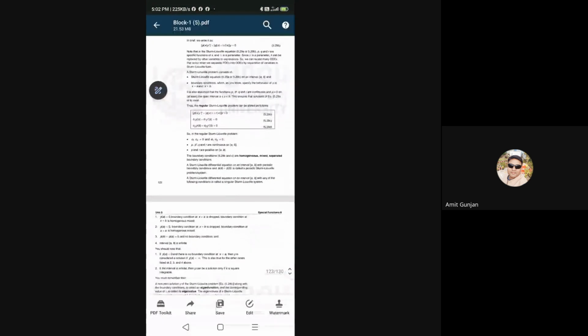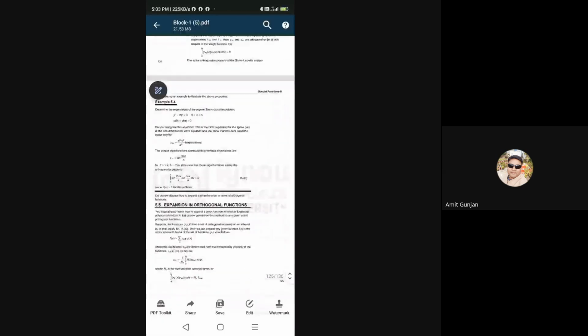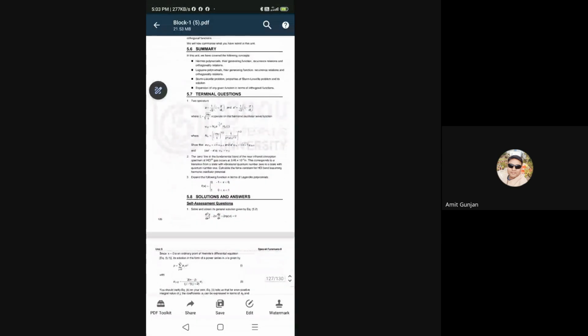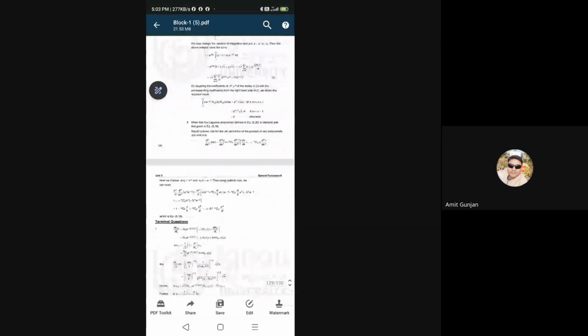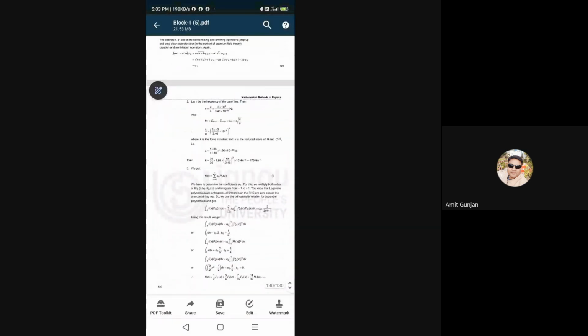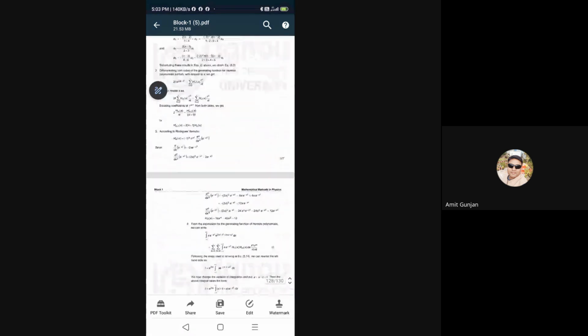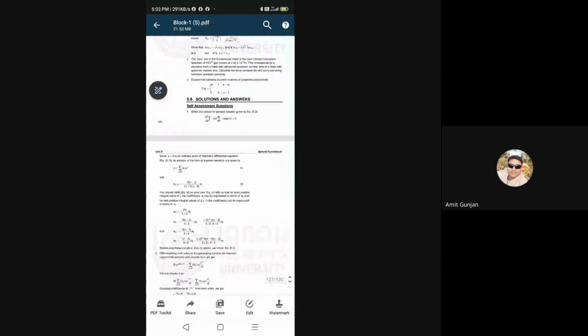Then Sturm-Liouville problem, and expansion of orthogonal function. Okay, and there is also associated Laguerre or associated Legendre polynomial. You can also solve it, which I was discussing. Okay, there are some SAQs, and you can go through it.